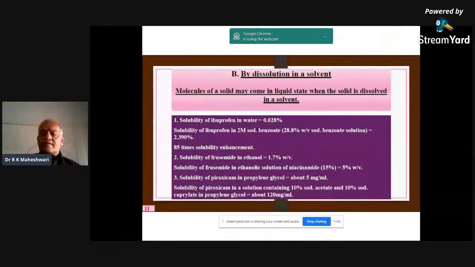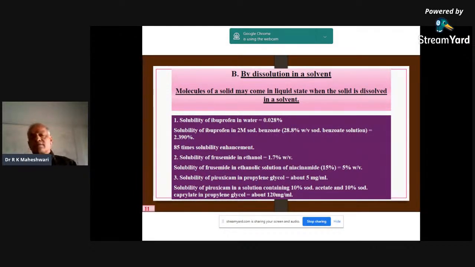These are sodium acetate and sodium caprylate, which are solid at room temperature. Now the molecules of sodium acetate and sodium caprylate have come in liquid state in the solution in propylene glycol, and they are responsible for hydrogen bonding and weak van der Waals forces with the molecules of piroxicam. That's why you are getting high solubility, about 120 milligram per ml. How many times is the solubility enhancement? 120 divided by 5, about 24 times, because of these two solids.